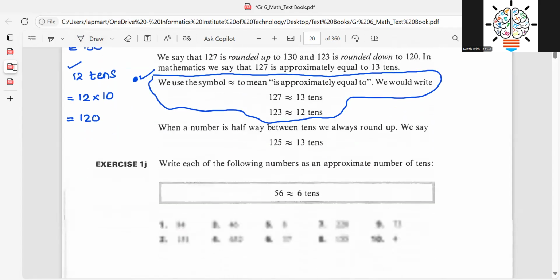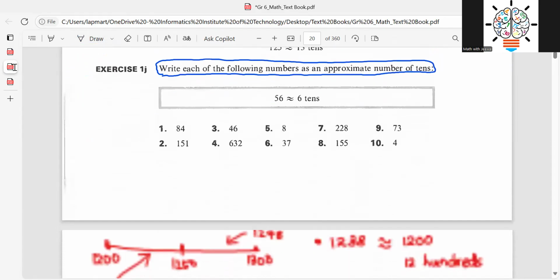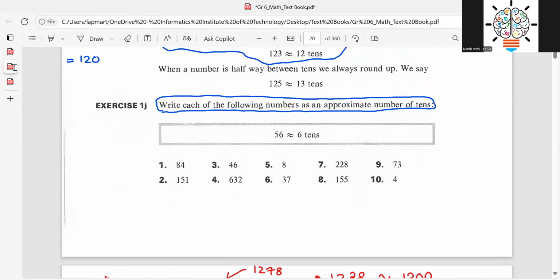Then we'll see that example. They have read the question: write each of the following numbers as an approximate number of tens. So this is the requirement, right? And for 56, how do you get this approximate value, children? Now I will tell you. If they have asked you to write it to the nearest 10 or the number of tens, first, for the number 56, you mark the tens place. What is the tens place, children? 5 is the tens place.